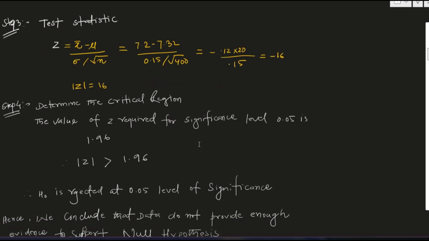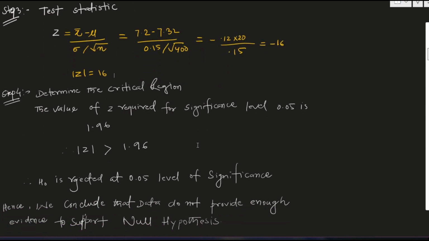On top of this critical region, we will draw a conclusion whether we have to reject the hypothesis or accept the hypothesis, whether it is within the acceptance region or within the rejection region. After calculating the score, we are getting the absolute value of z as 16, and the value of z required for the significance level from the z score table.